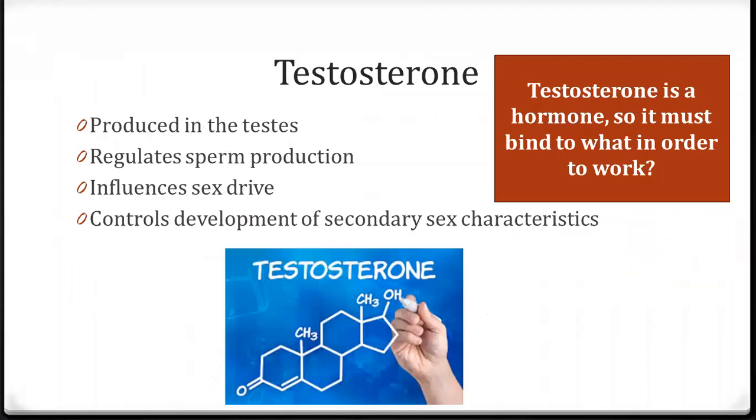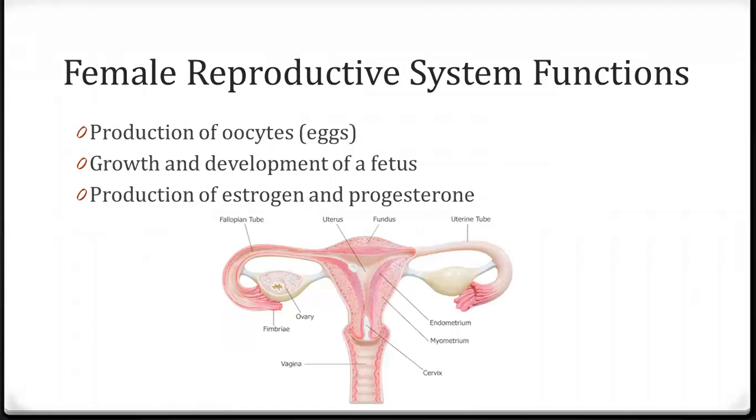Okay, testosterone is produced in the testicle, or in the testes. Sorry, I was listening to my kids. I don't know what they're doing. It regulates sperm production and influences sex drive. This controls development of secondary characteristics. Testosterone is a hormone, so it must bind to what in order to work? It has to bind to a receptor.